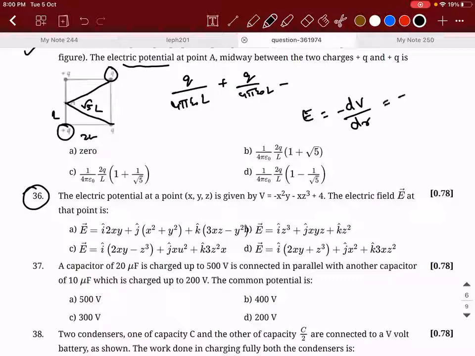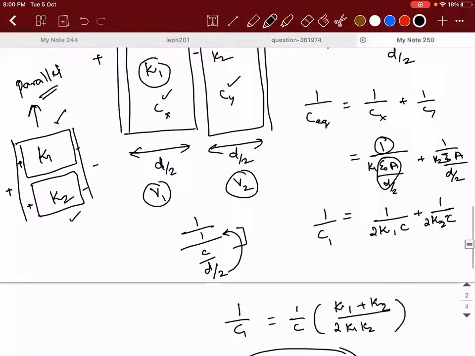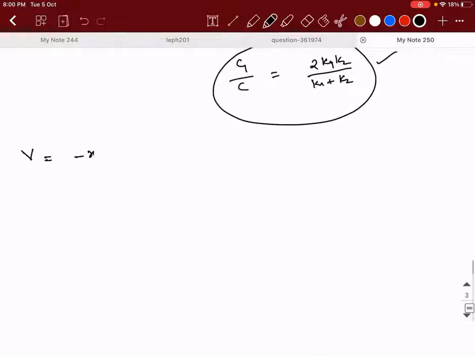So this can be written as minus dou v divided by dou x, minus dou v divided by dou y, minus dou v divided by dou z, where this dou is used for partial differentiation. So partial differentiation, what are we supposed to do? Other than the variable, we have to keep everything constant. So can you please read out the question? Minus x square y minus xz cube plus 4.